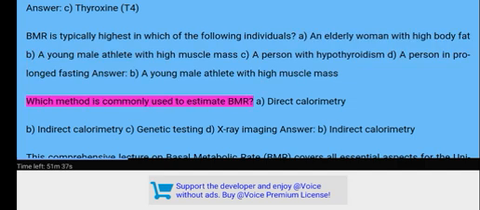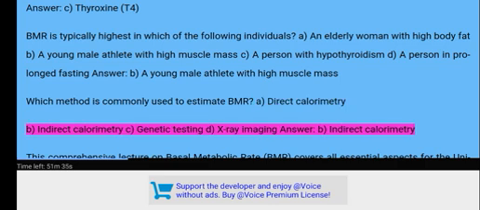Which method is commonly used to estimate BMR? A. Direct calorimetry. B. Indirect calorimetry. C. Genetic testing. D. X-ray imaging. Answer: B. Indirect calorimetry.